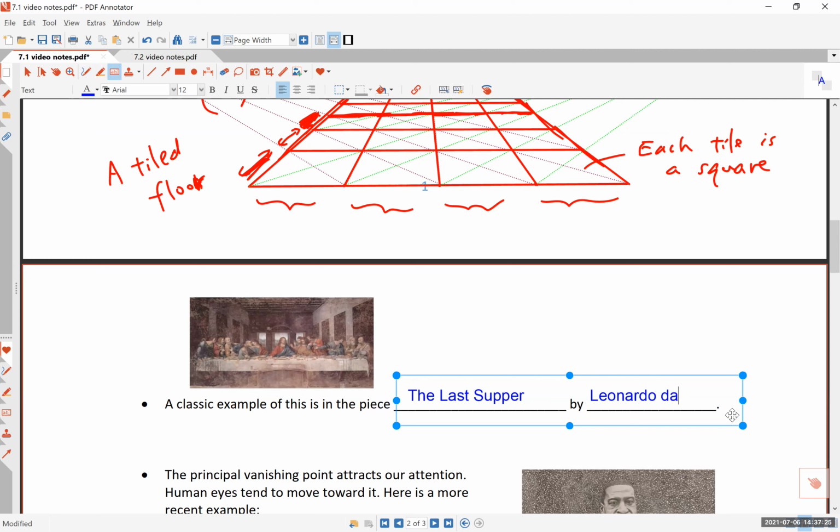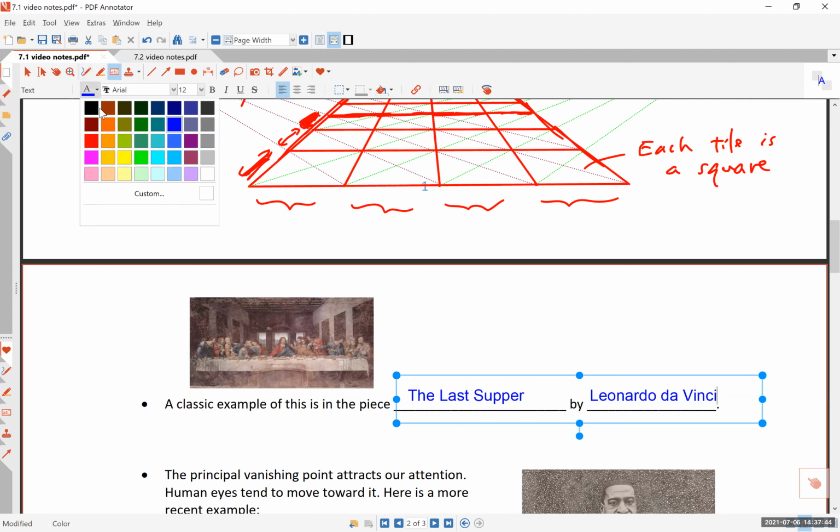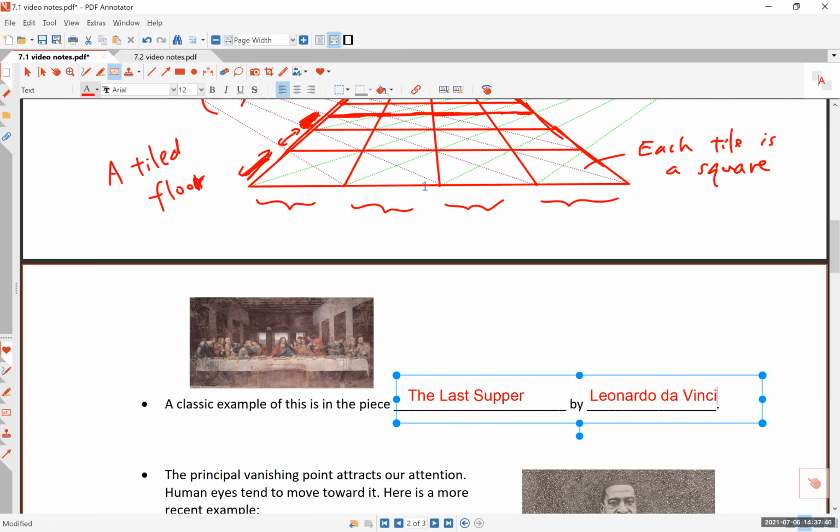Of course he is probably the most famous of all of those Renaissance artists. He also was an engineer and a scientist and everything else, so it's hard to just call him an artist, but he's definitely an artist, famous for his Mona Lisa and this one here, Last Supper. Now why is this such an important example?